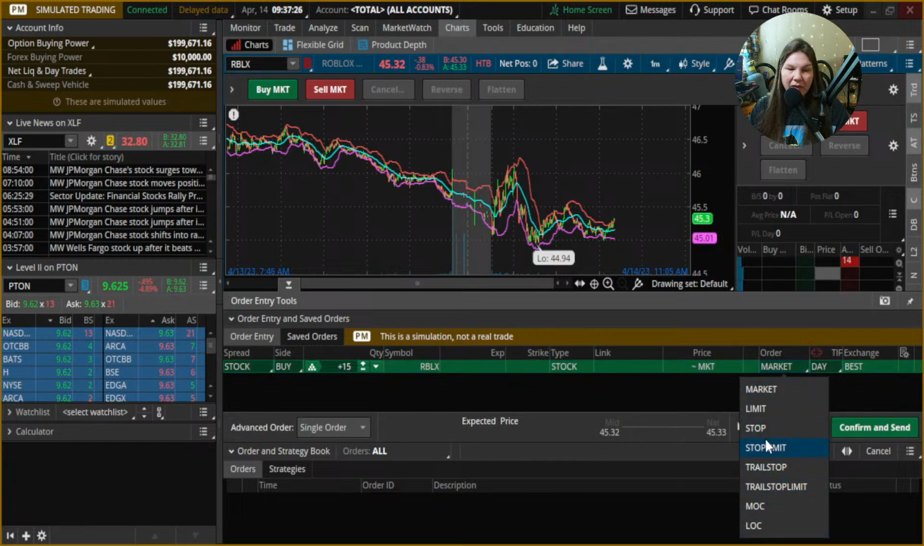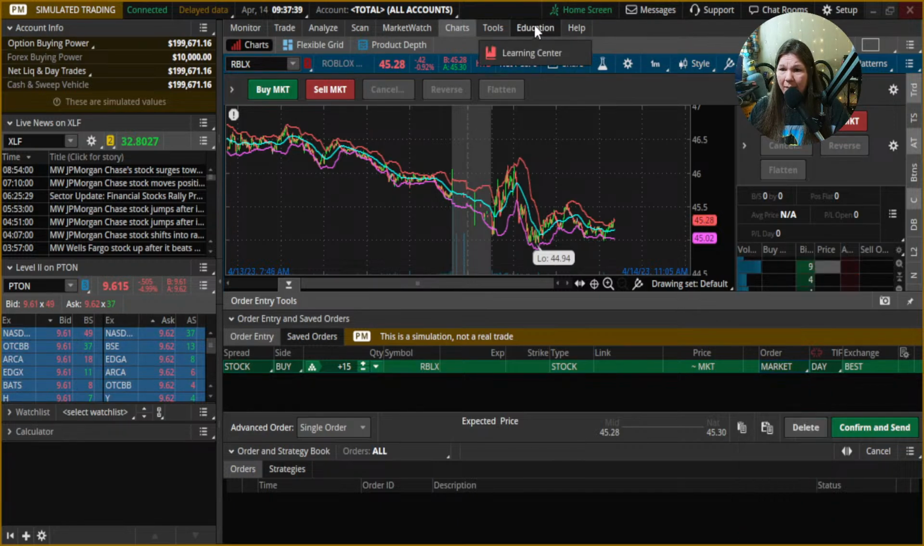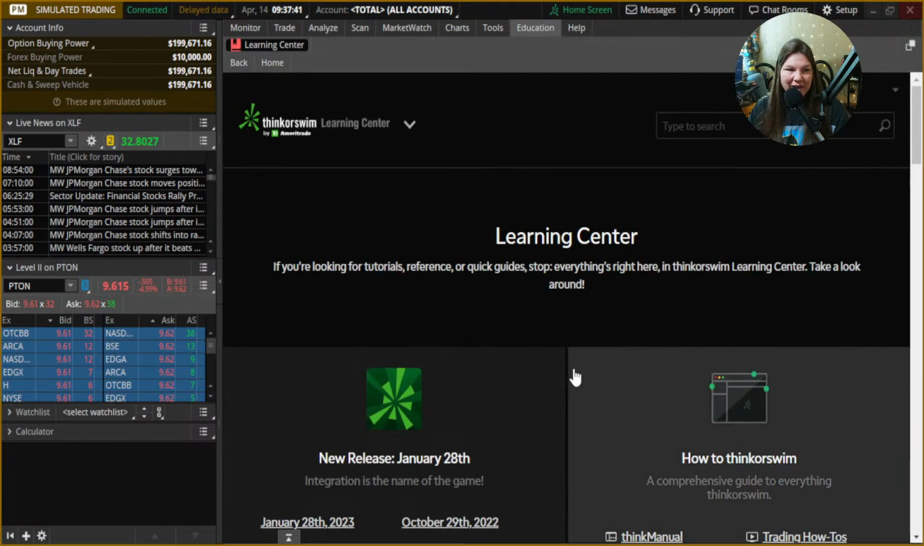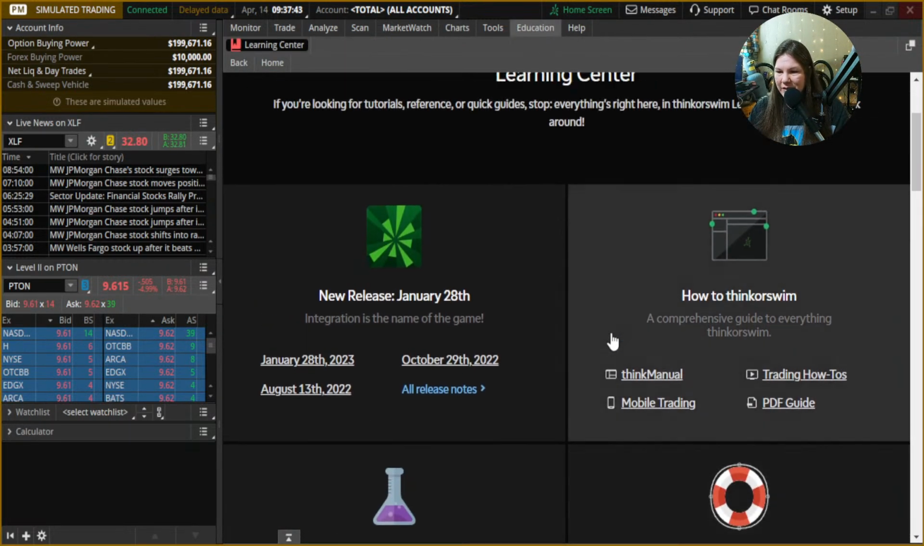And then you can change your orders. And next time, I think, guys, we are going to learn about all of these different orders. A market order, a limit order, a stop limit, trail stop limit, a market-on-close, and a lock. And we are going to learn what each one of those are. And I bet you they have it in the education tool, guys. Best education tool ever.